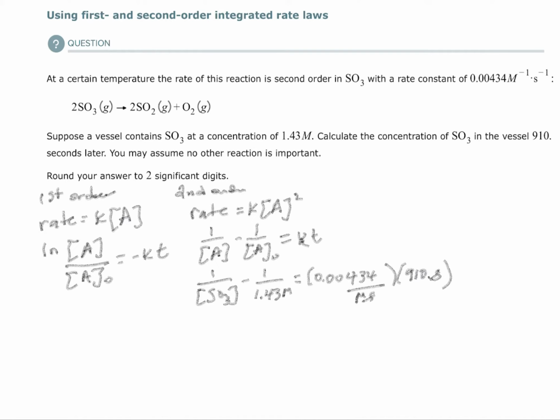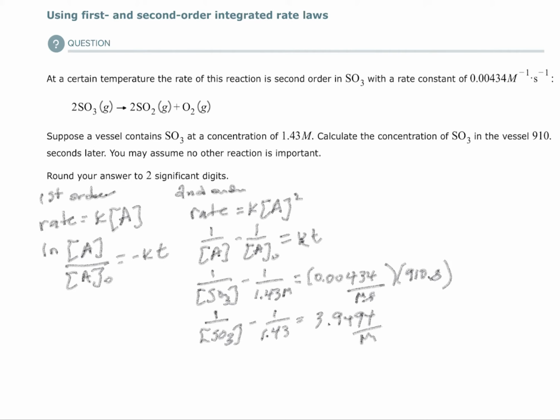All right, so let me go ahead and multiply those two. 0.00434 times 910 equals, okay, and I'm just going to recopy this on the left, 1 over SO3 minus 1 over 1.43 equals, and I get 3.9494. Okay, and that's molarity on the bottom.